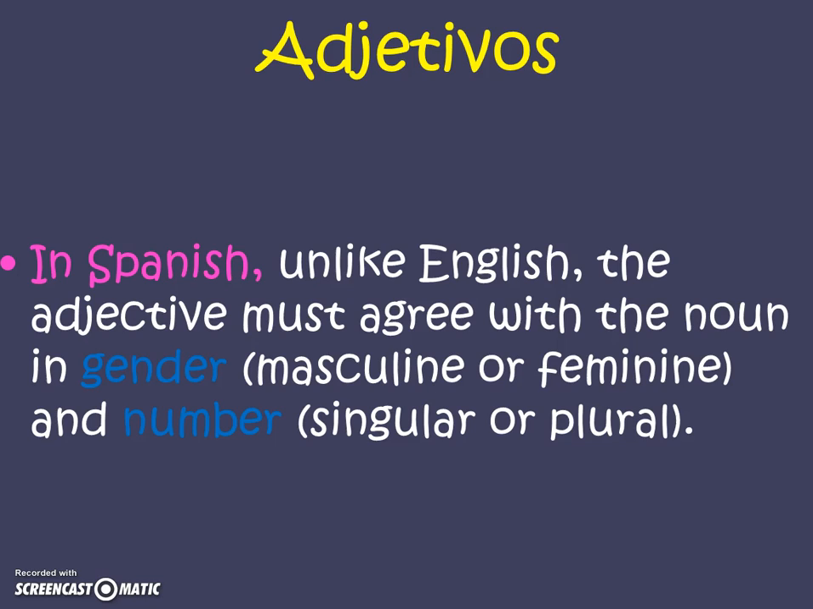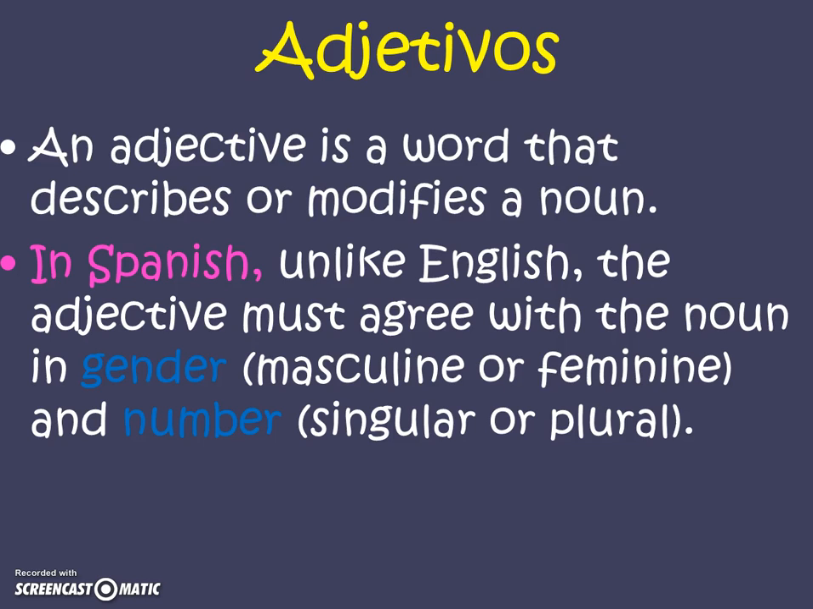All right, and the last thing that I want to talk about are adjetivos. We already talked about adjetivos personales that describe personal traits or physical descriptions. But we're going to go a little more in depth. In Spanish, unlike English, the adjective that we are using must agree with the noun in gender and in number, exactly how the definite and indefinite articles do. And don't forget that an adjective is a word that describes or modifies a noun.